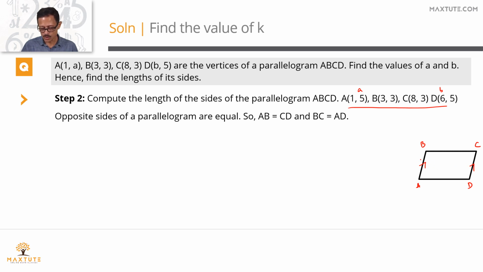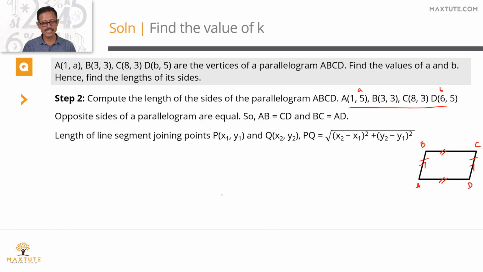It's going to be parallel, and whatever AB measures is going to be the measure of CD. Similarly, whatever is the measurement of BC is going to be the measurement of AD. Let's find out the value of AB using the distance formula. That will give us the value of CD as well.